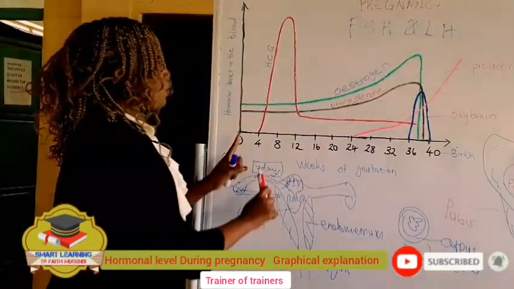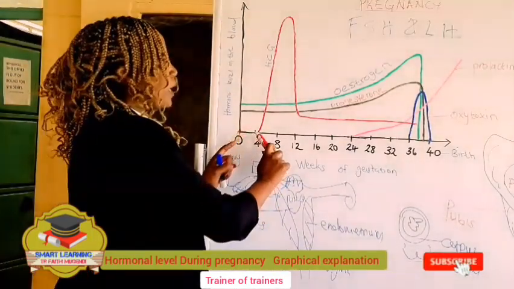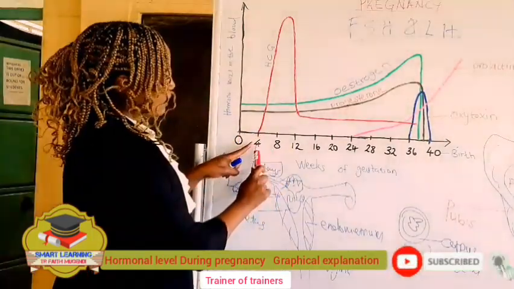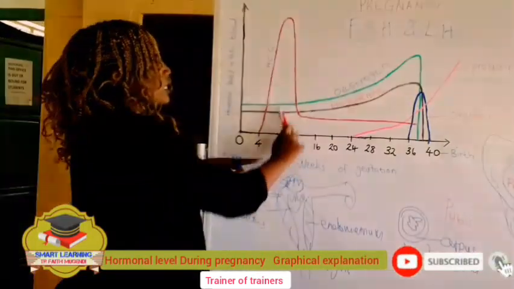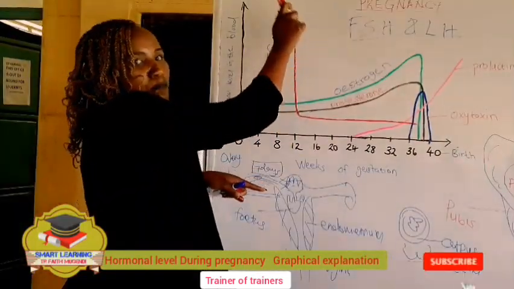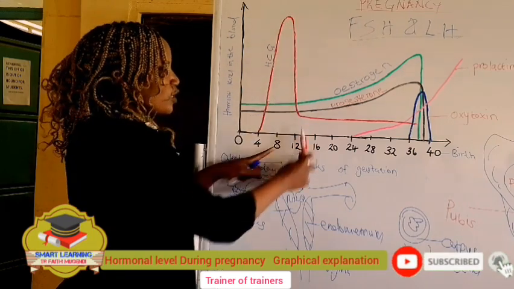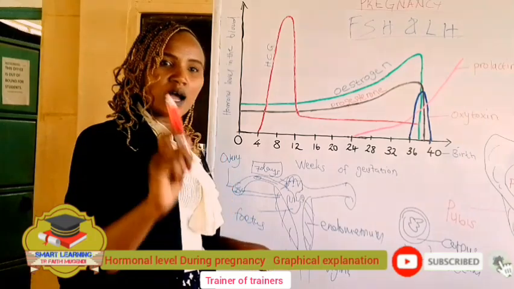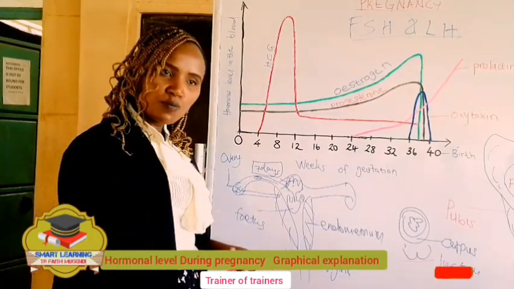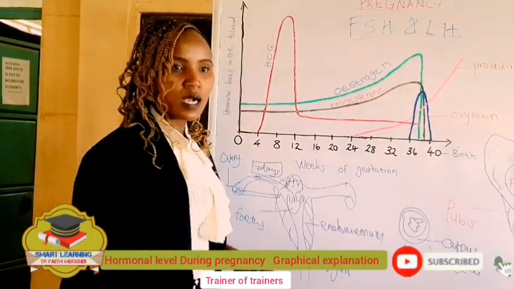So that is why when you find a question whereby a hormone starts to be produced at the 4th week, and towards the 10th week it's at its peak level, and then by the 12th week it declines, that means it is none other than human chorionic gonadotropin hormone.